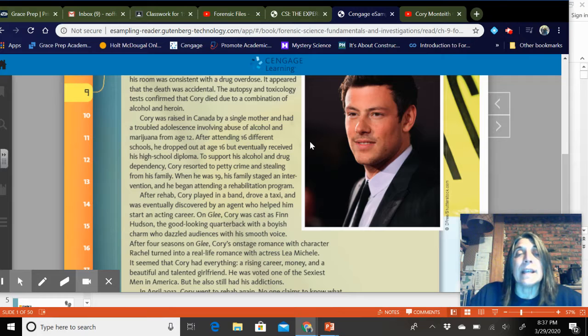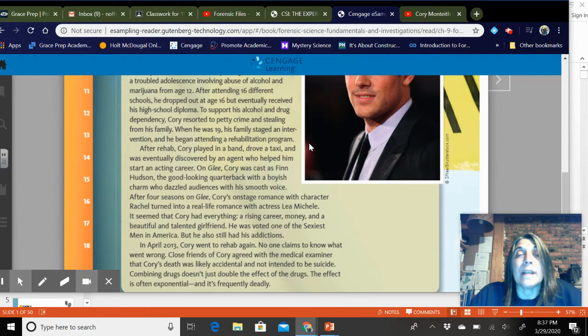Cory was raised in Canada by a single mother and had a troubled adolescence involving abuse of alcohol and marijuana from age 12. That's pretty young. After attending 16 different schools, he dropped out at the age of 16, but eventually received a high school diploma. To support his alcohol and drug dependency, Cory resorted to petty crime and stealing from his family. When he was 19, his family staged an intervention and he began attending a rehabilitation program.